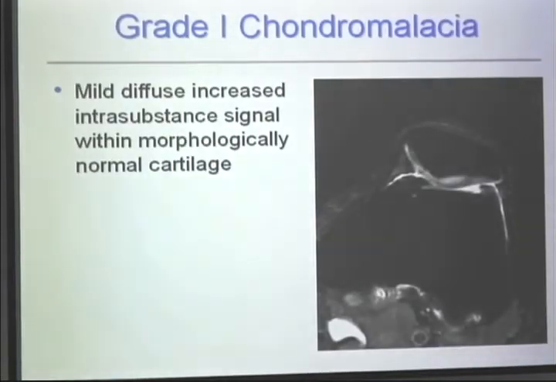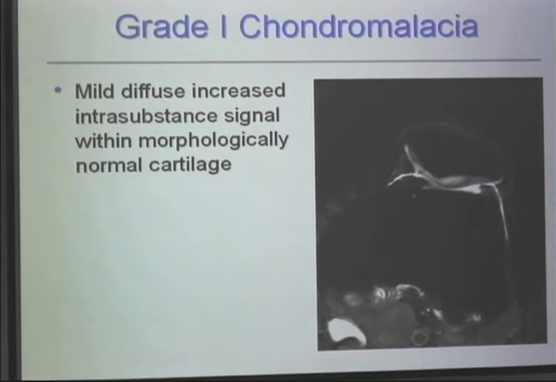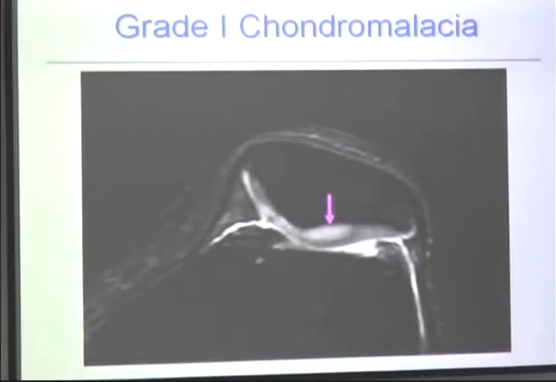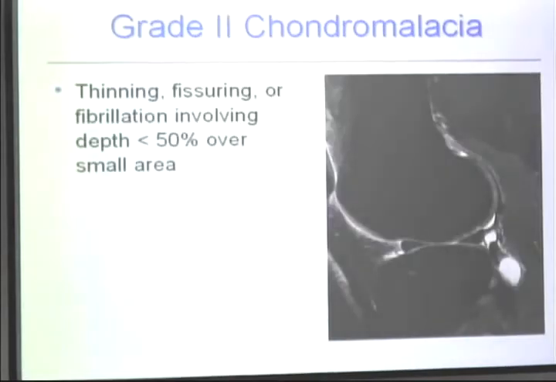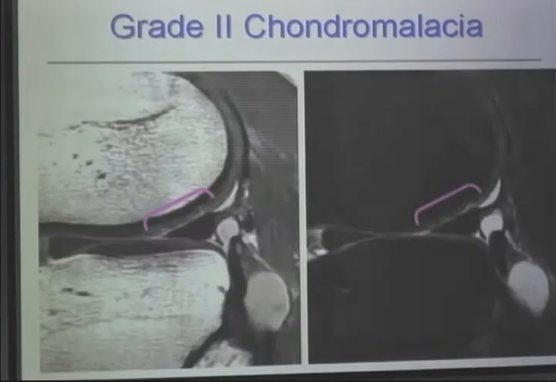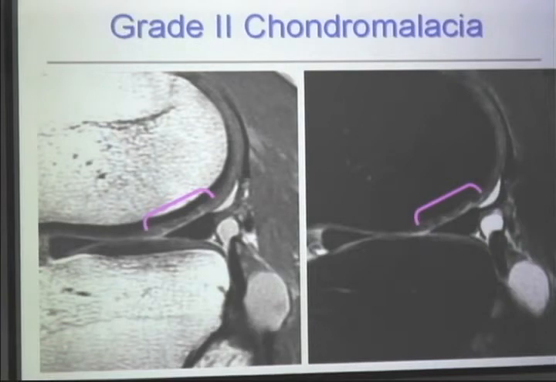Grade 1 chondromalacia will show some diffuse increased signal within the substance of the cartilage. The cartilage will be morphologically normal. Here we see a smooth surface, but inside the cartilage we see some diffuse increased signal. Grade 2 chondromalacia will show thinning or fissuring involving a depth of less than 50% of the cartilage. As we see here, there's about 25 to 50% thinning. The surface is a little bit irregular, and the signal in the cartilage is a little bit bright.